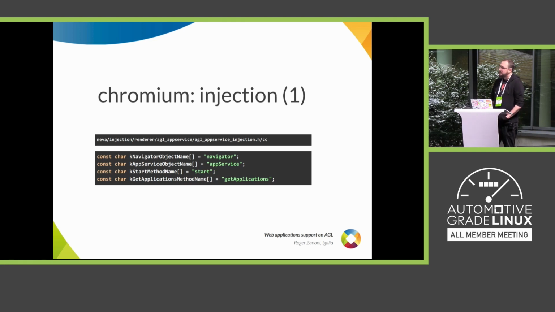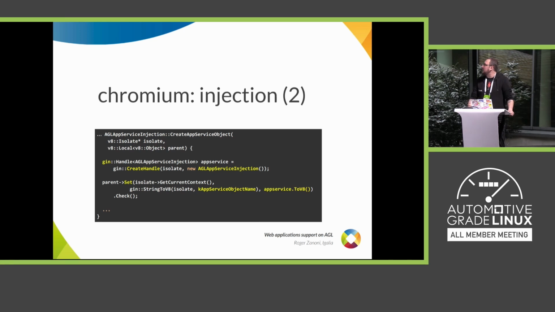The navigator is the object that the browser exposes with information about the browser itself. App service is the name of the application service that we want to access, and I'm going to talk about only the start function that will be responsible to start new applications.